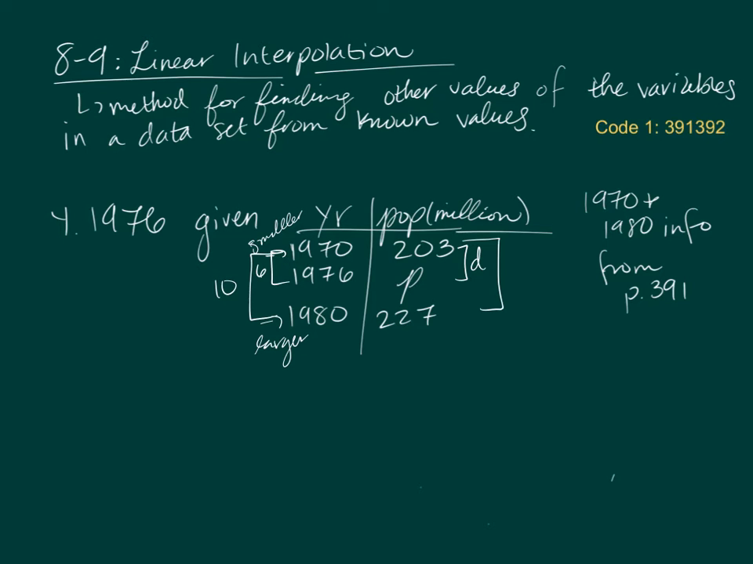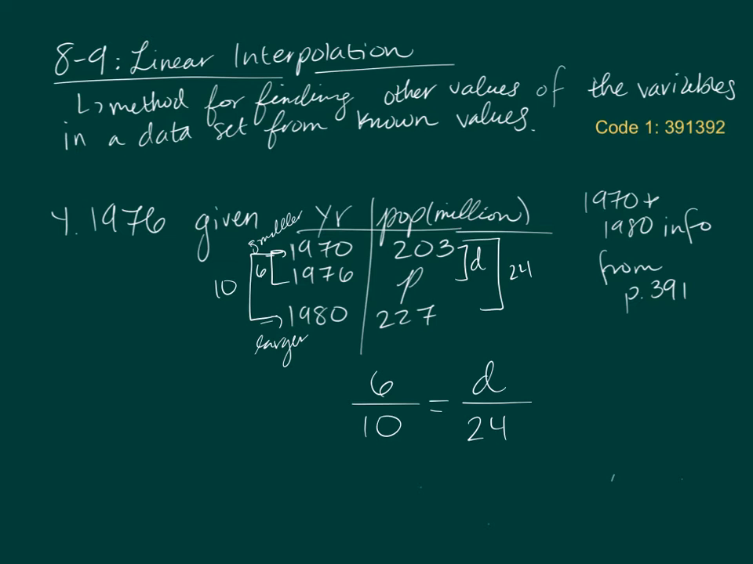And then we want to figure out the distance in millions, the difference between 227 and 203. That's 24. Make sure always your numbers are positive, so it should be the largest minus the smallest rather than the other way around, because in this chart, the data is increasing as the years increase, okay? So here, our proportion is going to be 6 over 10 is equal to D over 24. So the population increase in 6 years is equal to D, and the population increase in 10 years is equal to 24 million.